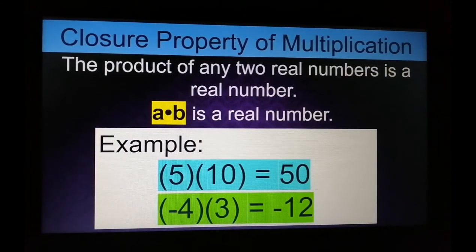5 times 10 is equal to 50. And negative 4 times 3 is equal to negative 12. Again, yung very common na ginagamit natin na pag nagmumultiply tayo, ang tawag pala sa property na yon ay closure property of multiplication.